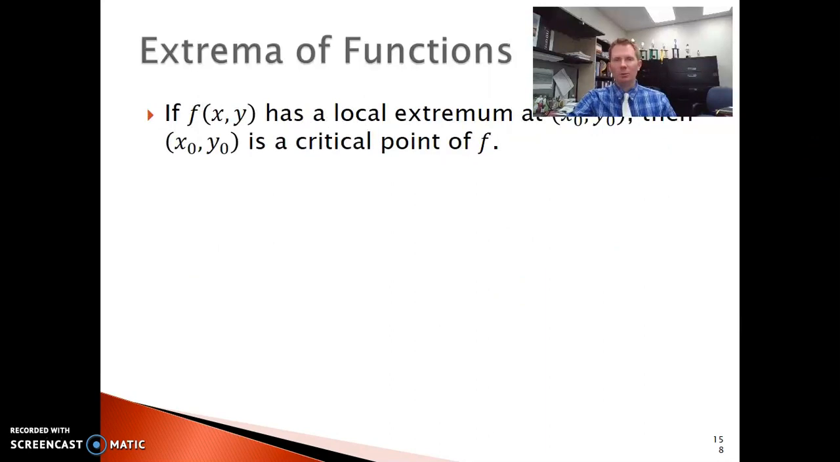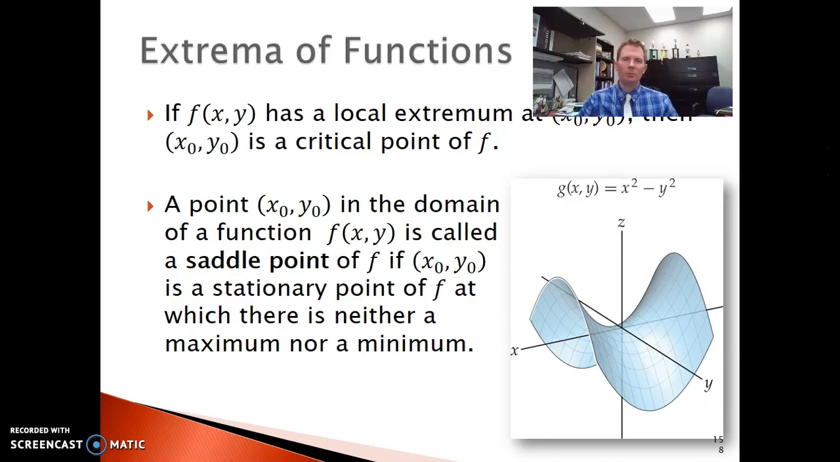A very important statement for the actual finding of local extrema is the fact that if f has a local extremum at a particular point, then it is a critical point of f. But interestingly enough, the converse of this is not true. Not every critical point corresponds to a local extremum. In fact, there are some critical points that end up being saddle points of f.